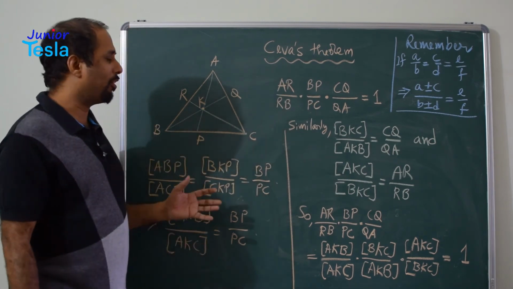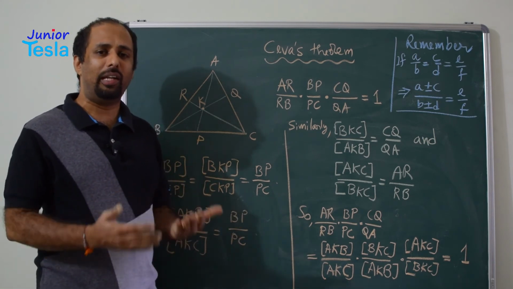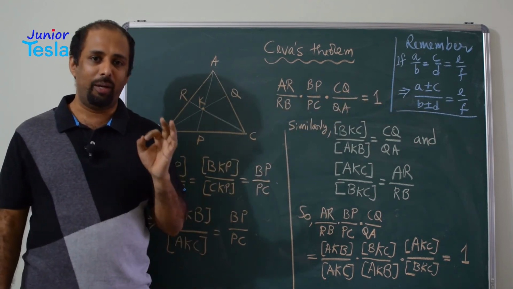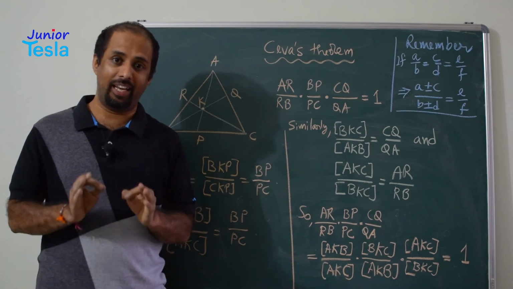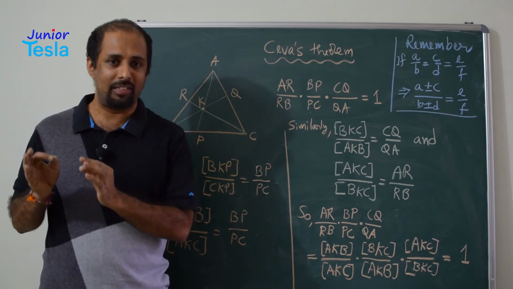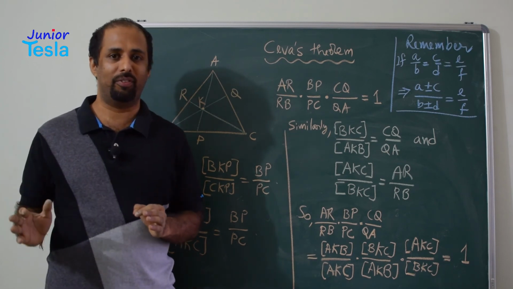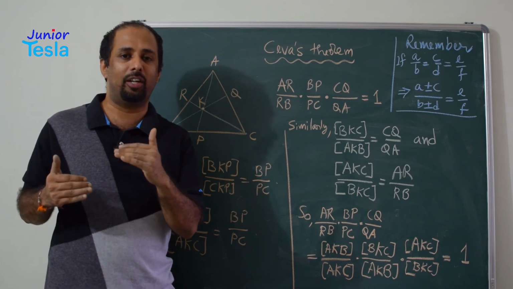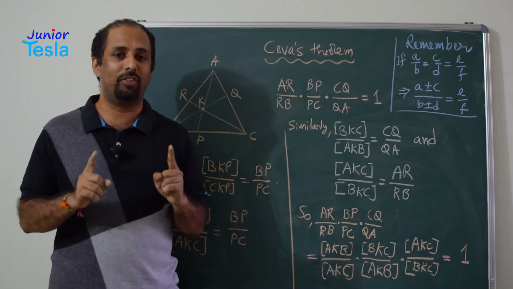So it looks complicated, but it is not so. It's a very simple problem. Only thing is, you have to remember this one property of ratios. If A by B is equal to C by D is equal to E by F, then A plus or minus C divided by B plus or minus D is equal to E by F. So if you are adding the numerators as well as adding the denominators, the value of the ratio is not changing. That is one very important property of ratios.